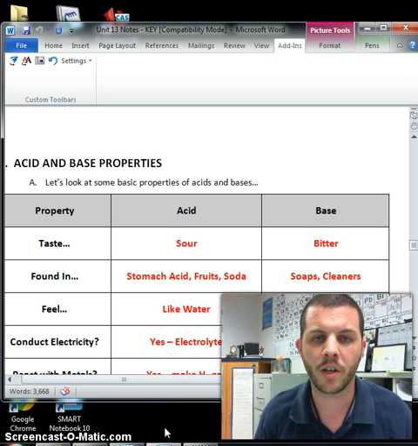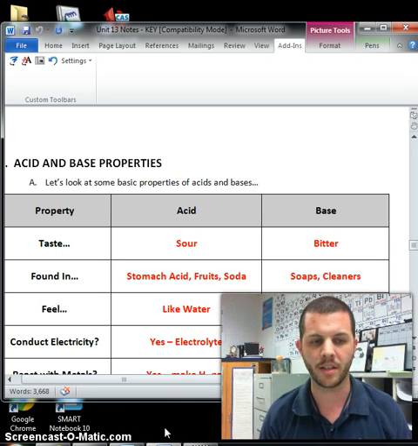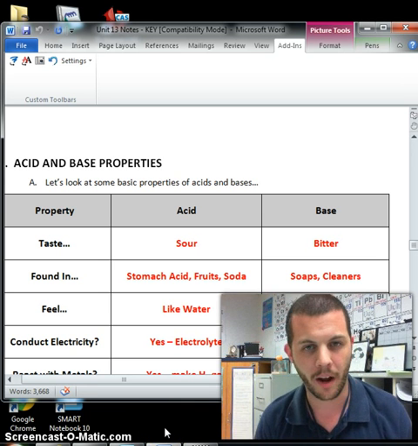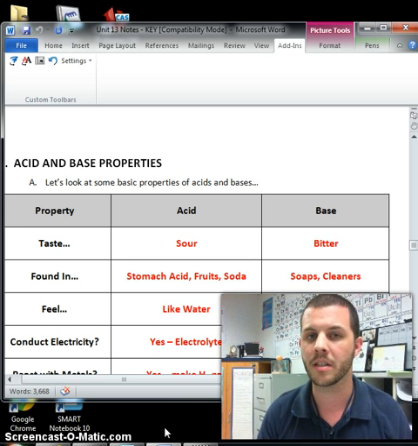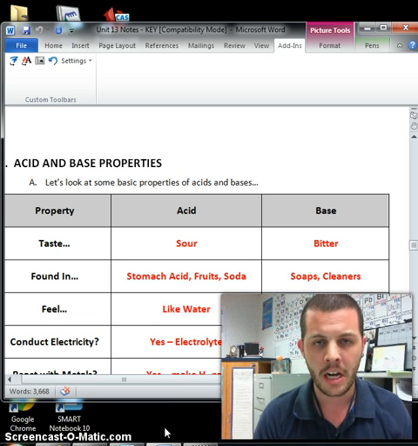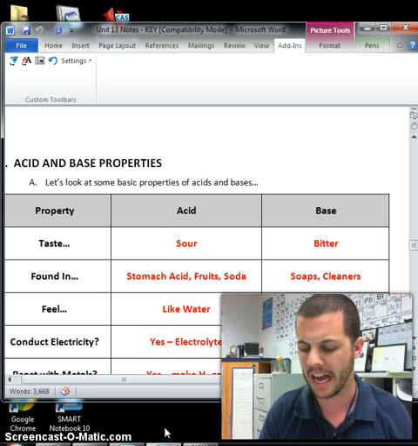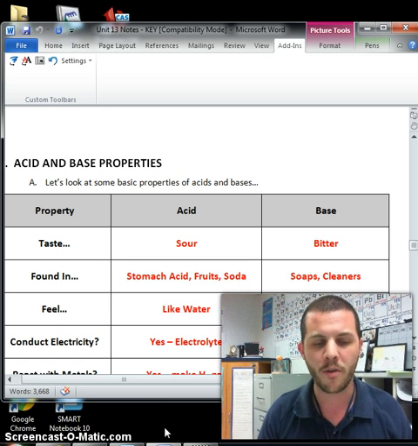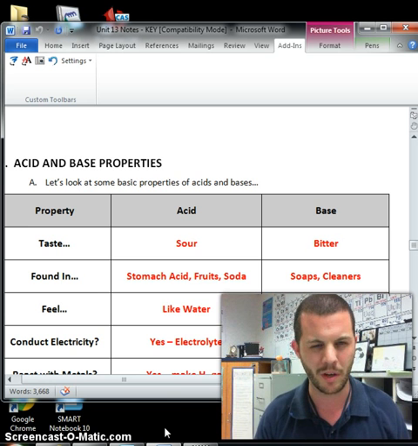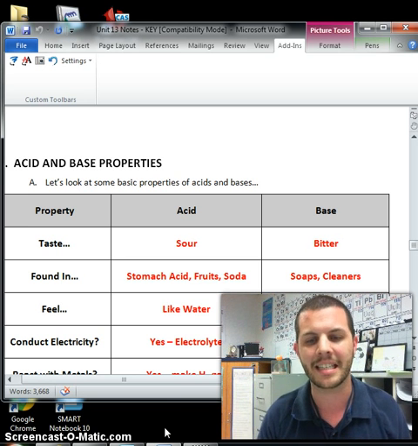Okay, folks, we're going to take a look at acid and base properties now. Anytime we're talking about acids, I always want you to picture lemons, okay? And anytime we're talking about bases, I want you to picture cleaners while we're talking about the properties of acids and bases. So when we think about how an acid tastes, of course, we would say that it tastes sour because we know that citrus fruits and things like that taste sour, okay?